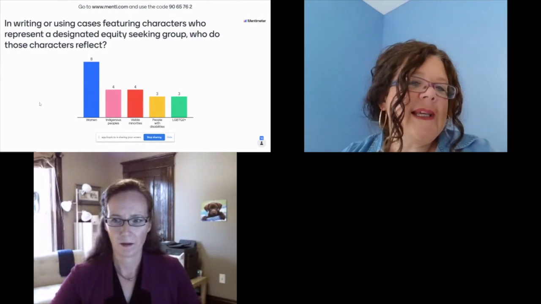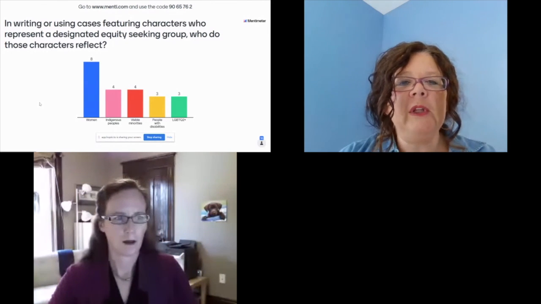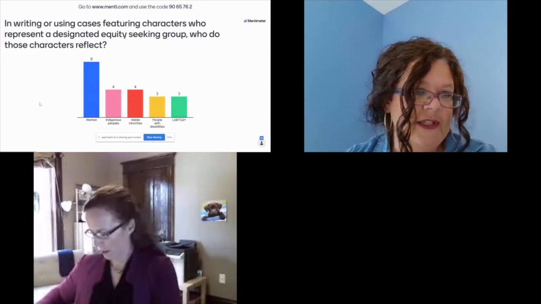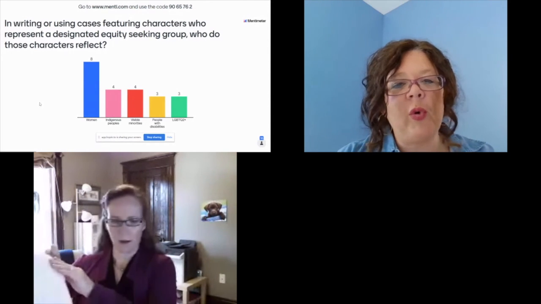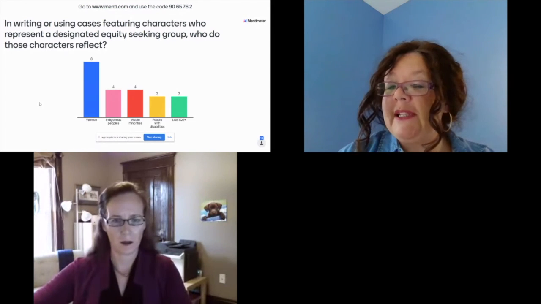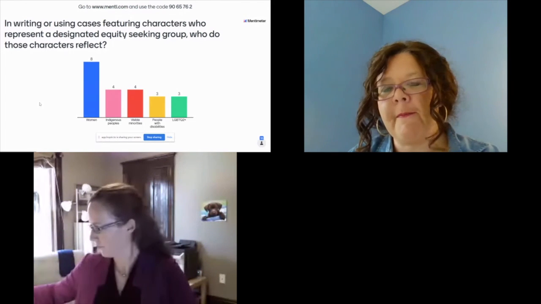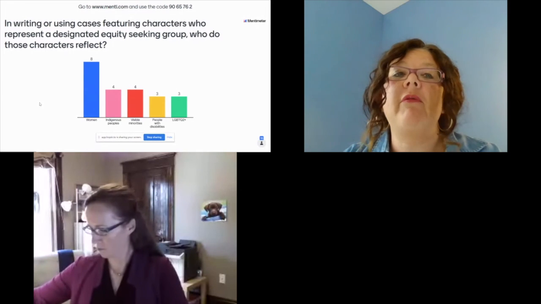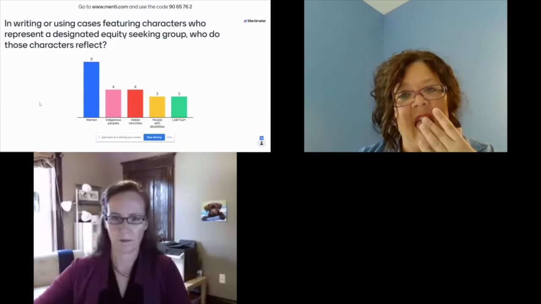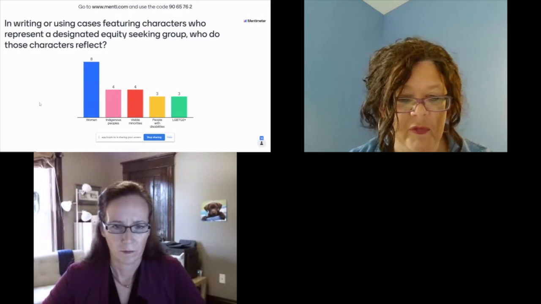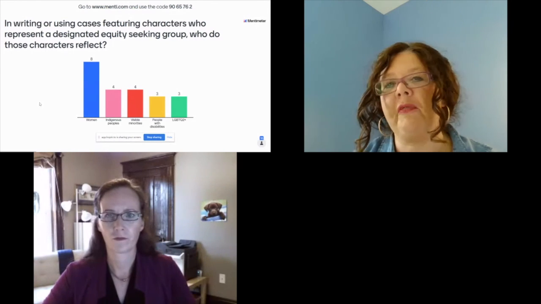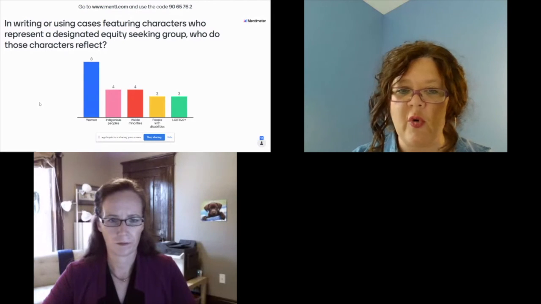Okay, so you can see here, when we look across, this is actually great in regards to diversity. The last time I did something like this, what we saw was almost all women. So we have a nice split across the different equity-seeking groups in regards to either writing or using cases. That really is a nice starting point as we start to think about what we want to talk about today and framing some of those strategies and questions.